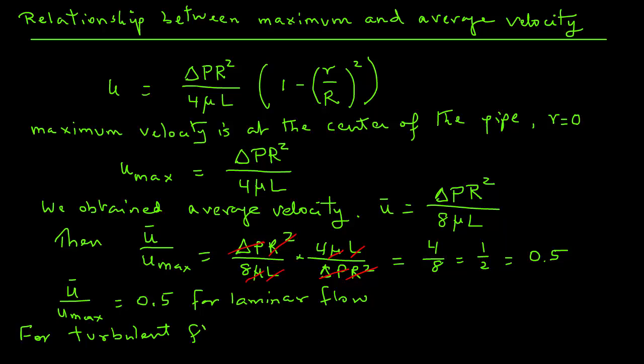We can also determine this ratio for turbulent flow. That mathematics is a little more complicated, so we will just look at the result, and that is that U bar over U maximum in case of turbulent flow equals 0.82. Again, that can be useful if we want to find out the average velocity based on the maximum velocity in a pipe.